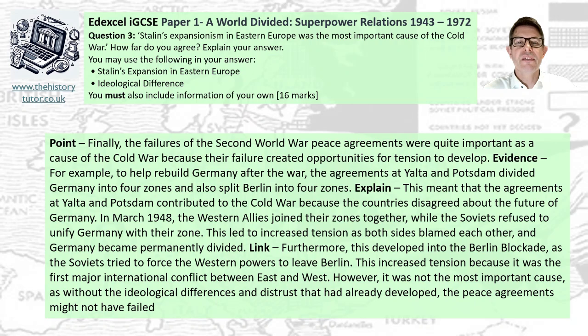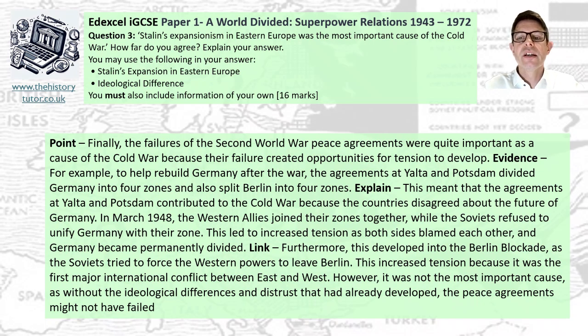Okay, so here's my idea. I've said, finally, the failures of the Second World War peace treaties were quite important as a cause of the Cold War because their failure created opportunities for tension to develop. For example, to help rebuild Germany after the war, the treaties of Yalta and Potsdam split Germany into 4 zones and split Berlin into 4 zones. This meant Yalta and Potsdam led to the Cold War because the countries disagreed about the unification of Germany.